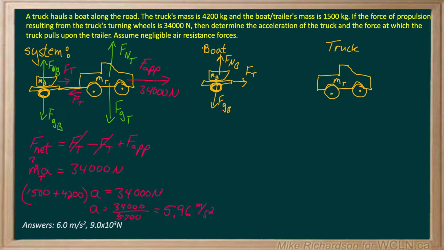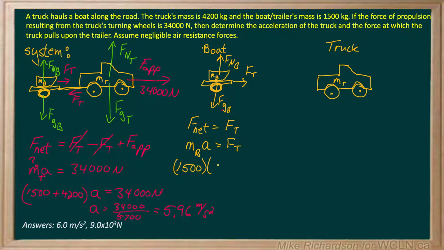So if I write my equation of motion for just the boat, it would be F net is simply Ft. F_GB cancels F normal B. In other words, the vertical net force is 0. All I'm left with as a driving force is Ft. F net is ma, and since I'm only focused on the boat, that'll be the mass of the boat times a equals Ft.